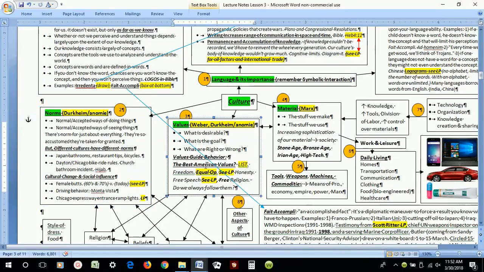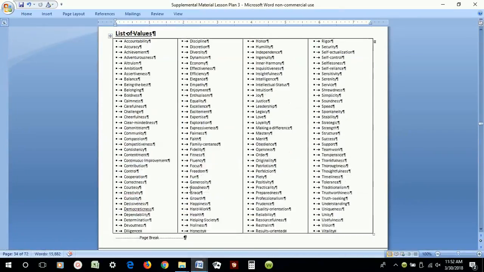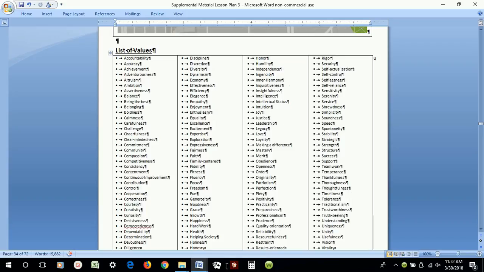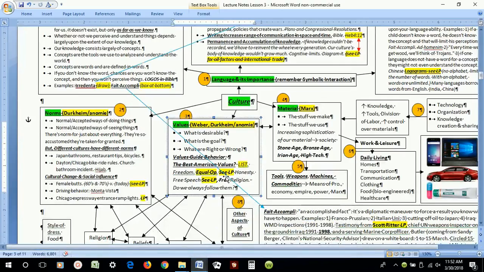So what are some values? What I did is I gave you a list of values here. Here's a list of values. All these values, you can look through these yourself sometime, right? But some examples of key values in our country are freedom, equal opportunity, right? That's a value we hold, right? Honesty, free speech, freedom of religion, right?